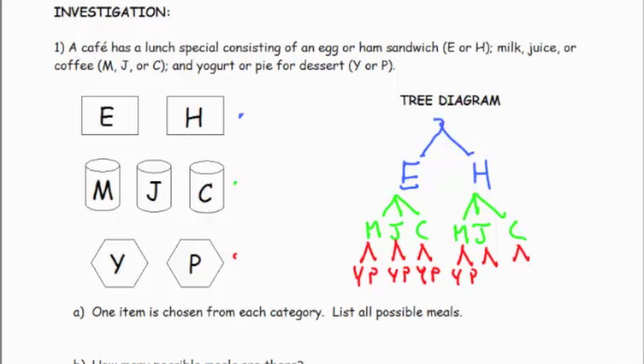Now the branches in the bottom row tell us how many options there are for us. When you count these branches, you see that there are 12. Those are how many meals are possible.